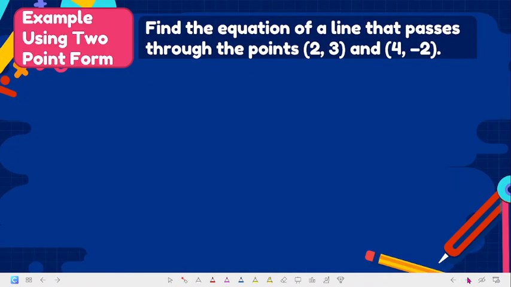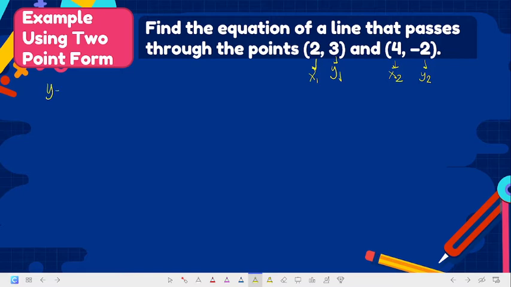Let's have an example. Find the equation of a line that passes through the points (2, 3) and (4, -2). So again, we're going to first identify the x sub 1, y sub 1, x sub 2, and y sub 2. So this is our x sub 1, y sub 1, 4 is our x sub 2, and negative 2 is our y sub 2. Then after that, we're going to use the formula.